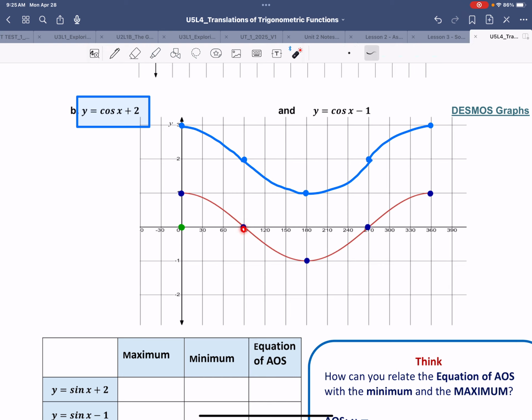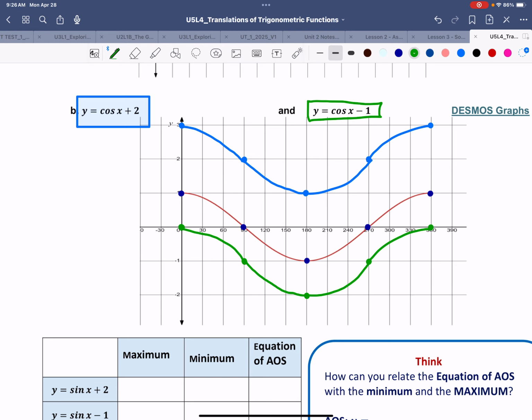So y of 0 becomes y of negative 1. Y of negative 1 becomes negative 2. Y of 0 becomes negative 1. And then lastly, we have y of 1 that becomes 0. Now we'll connect the points again with a nice smooth curve. And there goes the graph of the function y equals cosine of x minus 1.